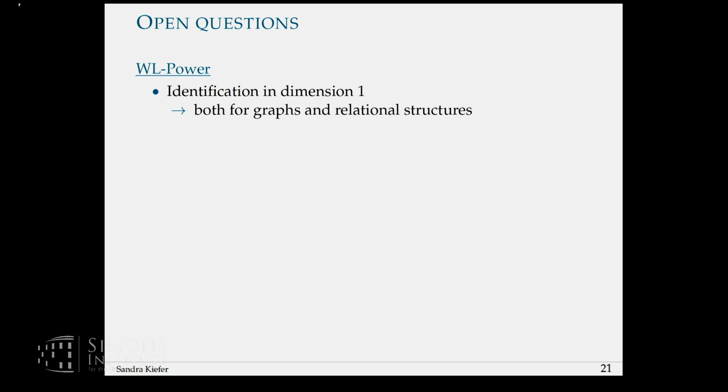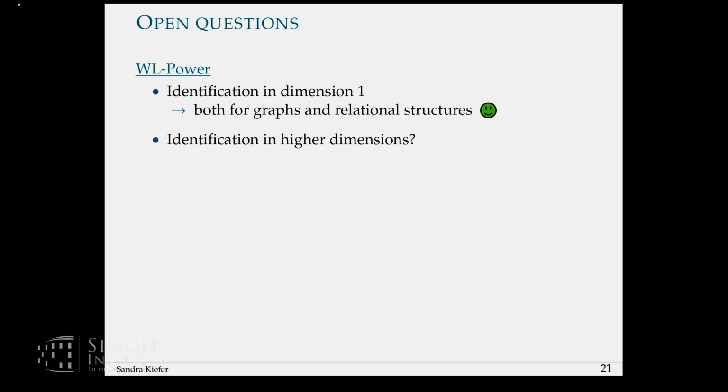Okay, I've reached my summary. So yeah, I was going to talk also about open questions. So what have we done? For the identification in dimension 1, we have given a complete characterization. That's nice, and also for relational structures. So I would consider this solved.